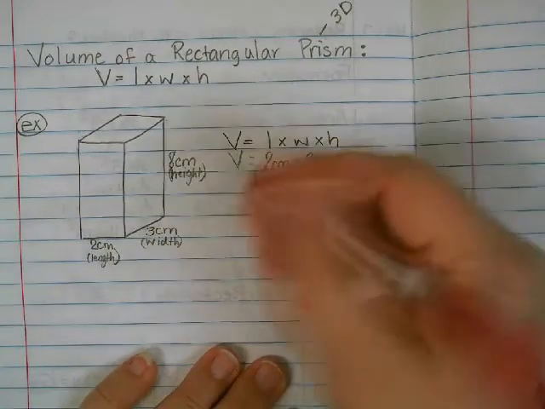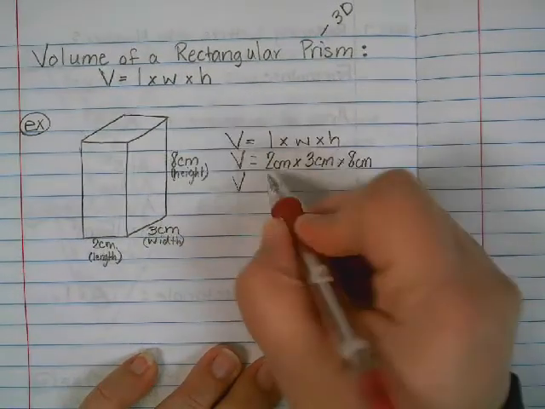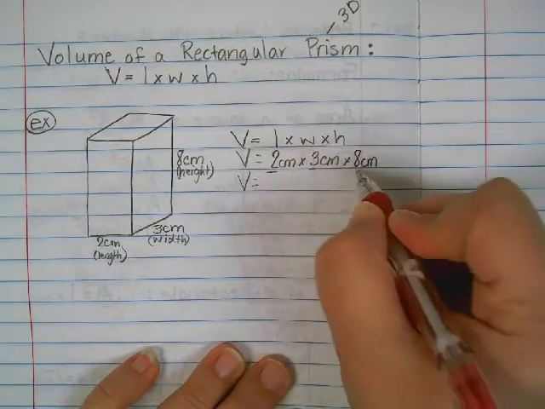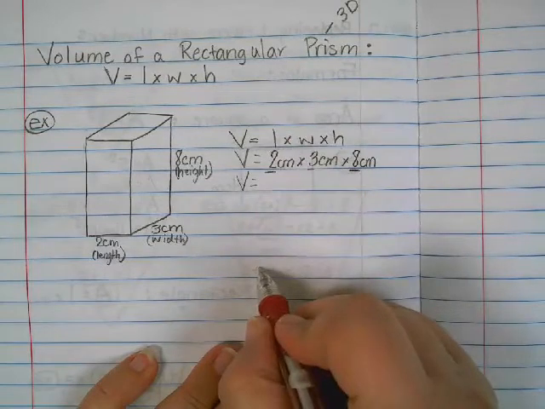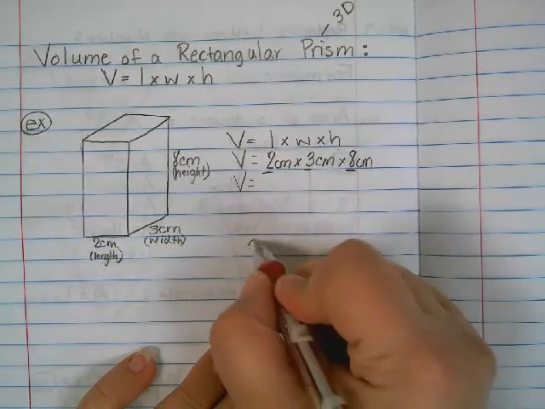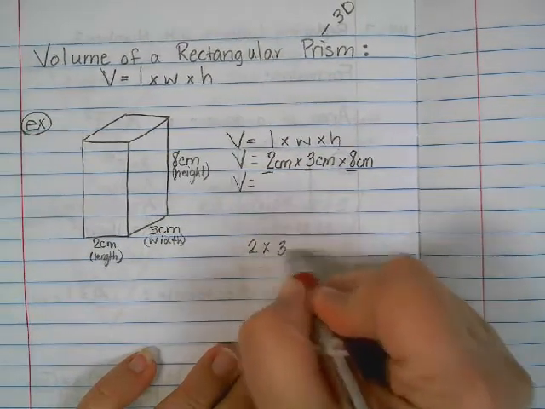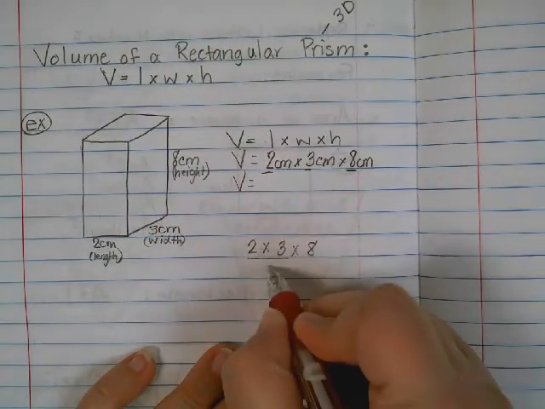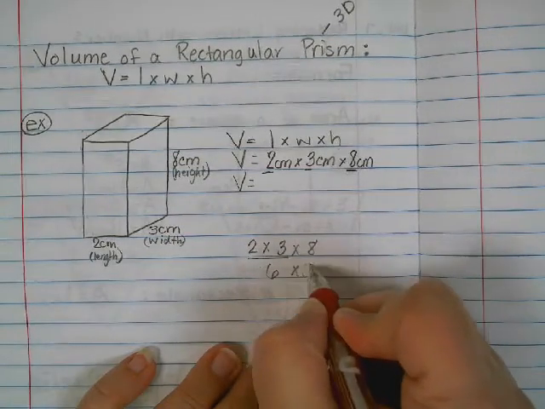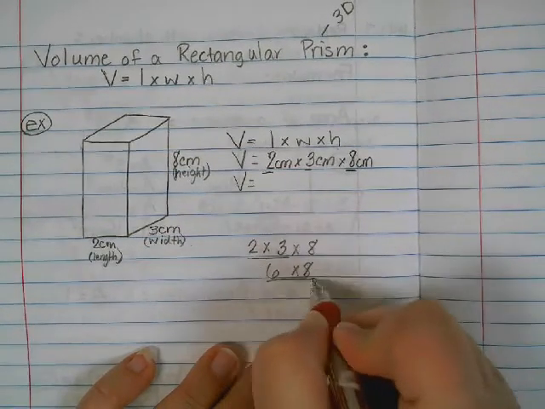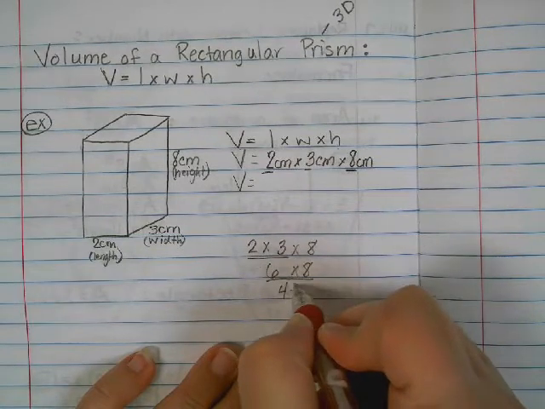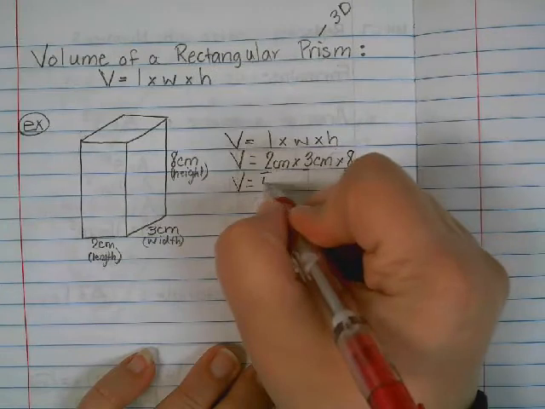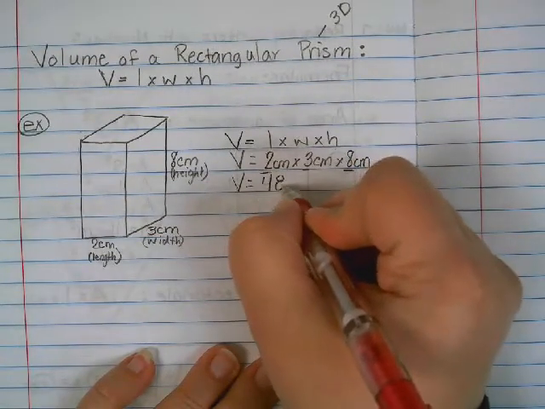So the next thing I do is I multiply just my numbers together. I'm going to do this work down here so that you can see. I have 2 times 3 times 8. And 2 times 3 gives me 6. And then 6 times 8 is 48. So my volume is 48.